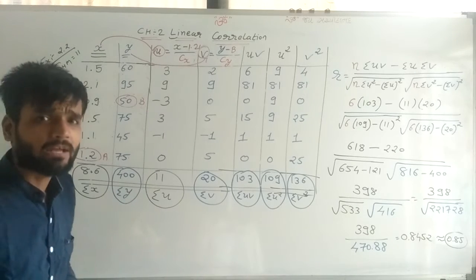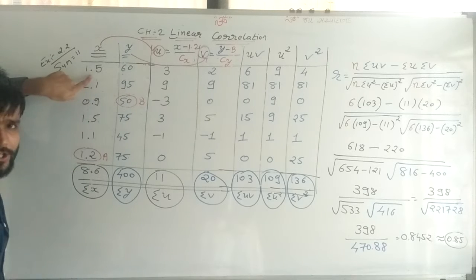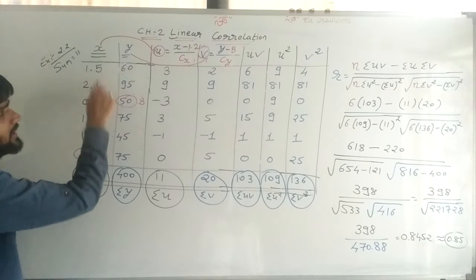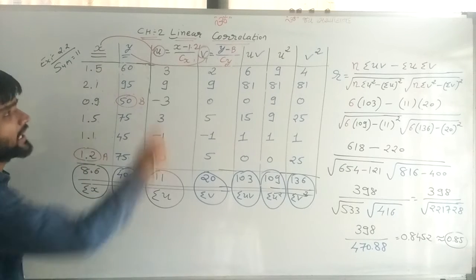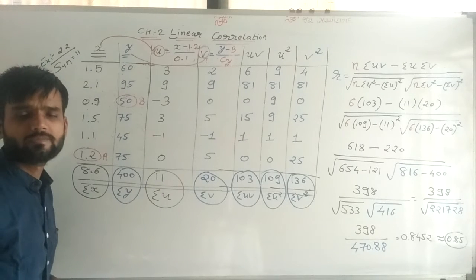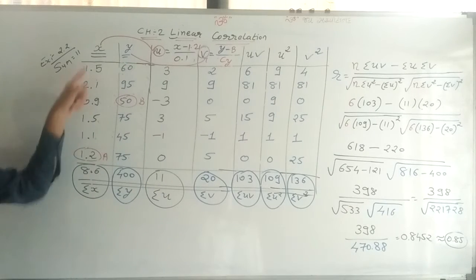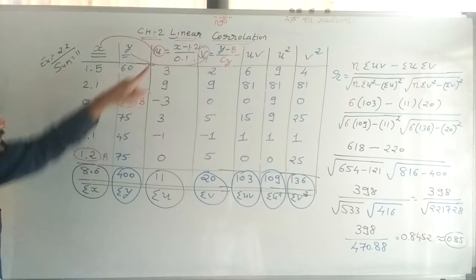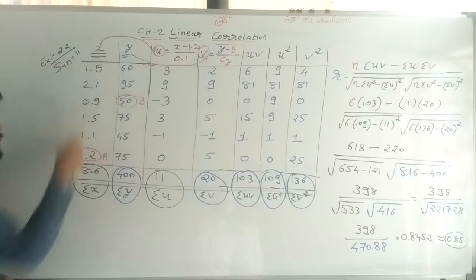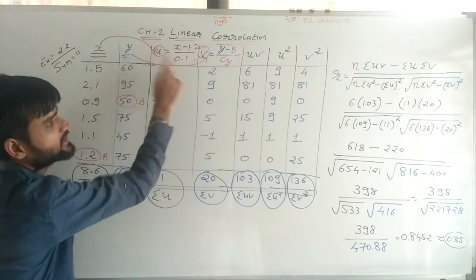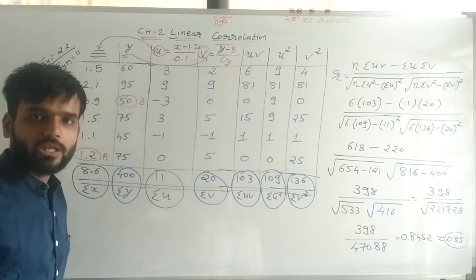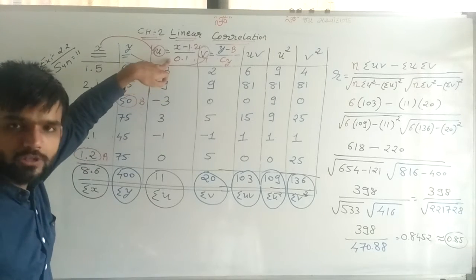You can divide by any value, but here after the point only one digit is given. So we are dividing this by 0.1. Same way, if 2 digits are given after the point, then we are dividing it by 0.01. If 3 digits are given after the point, then we are dividing with 0.001. In this way, we are deciding by which value we are dividing.